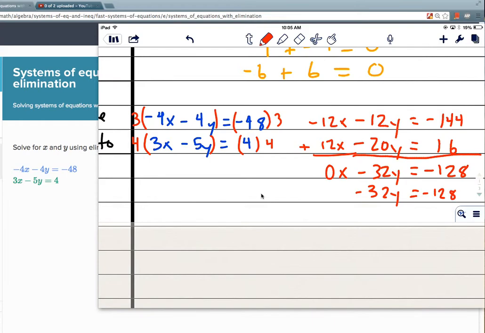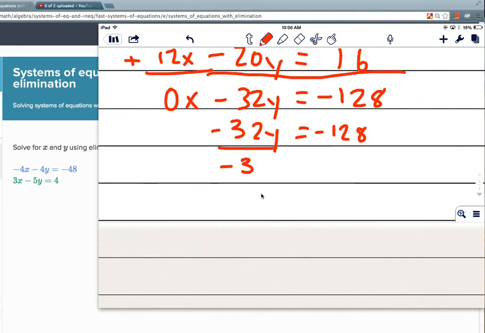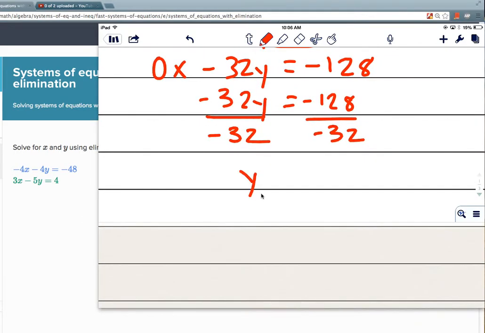And so in order to solve that, I'm going to take a few more steps. I'll divide both sides by negative 32. And so that is going to be y equals, looks like positive 4.